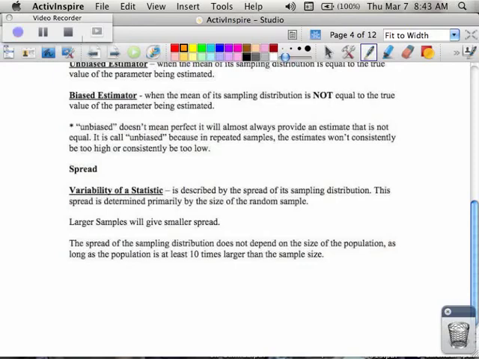That's oftentimes a multiple choice question on the AP exam. What was it? As your sample size goes up, your variability goes down. It's written there for you. See? Larger samples give smaller spread. Kind of important.